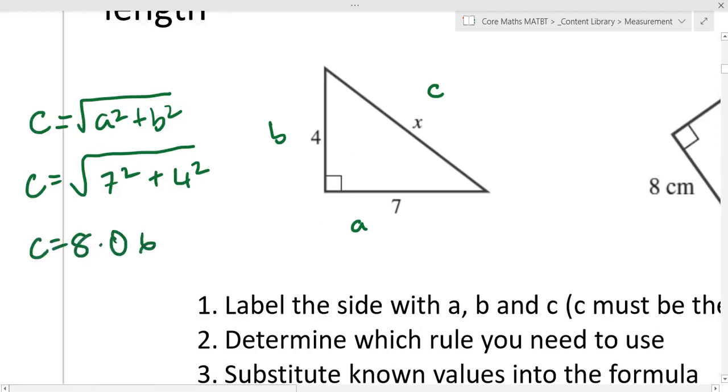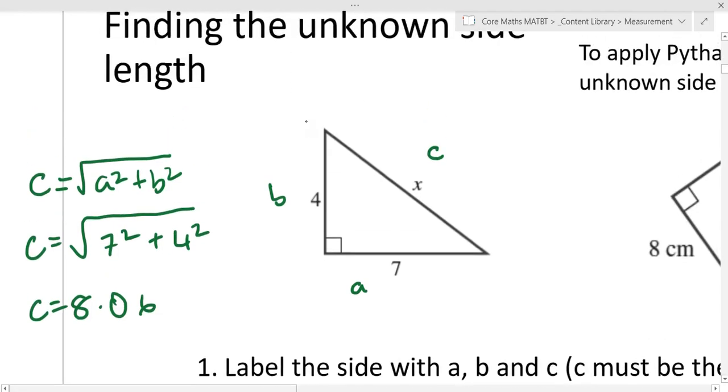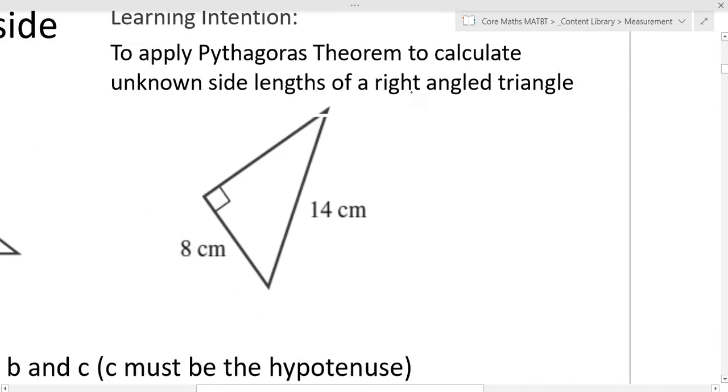Okay, so that means the length of C is 8.06. Okay, let's try this one here. Let's label the sides. Which side is C? Always start with C. 14. So that's C. And which one is A and B? Okay, we'll make this A, and this can be B.